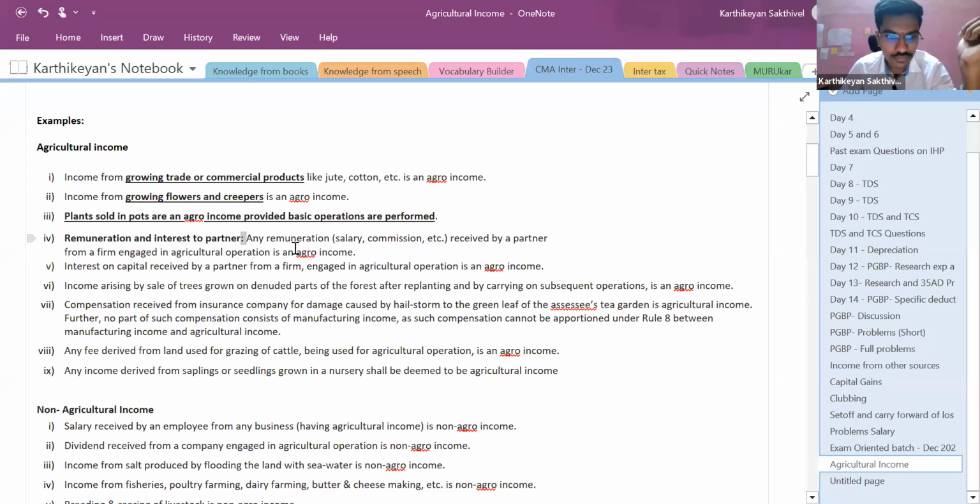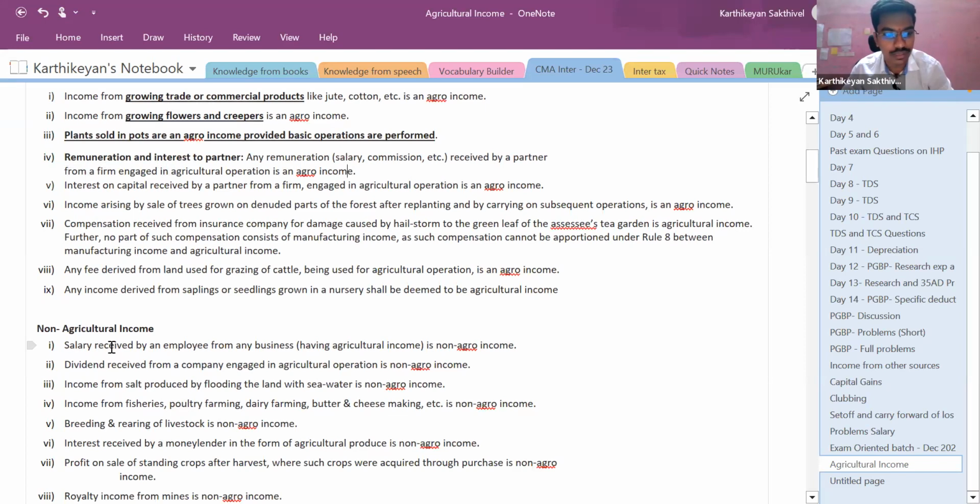So in that case, if at all a person is going to receive a remuneration, either salary or commission, which is received by a partner from a firm which is engaged in agricultural operation, it is an agricultural income. ஆனா இதே வந்து ஒரு எம்ப்ளாயிக்கு it is not an agricultural income. அதே மாதிரி if it is a company, dividend is not an agricultural income. அதை நம்ம அப்படியே இங்க பார்த்துடலாம்.